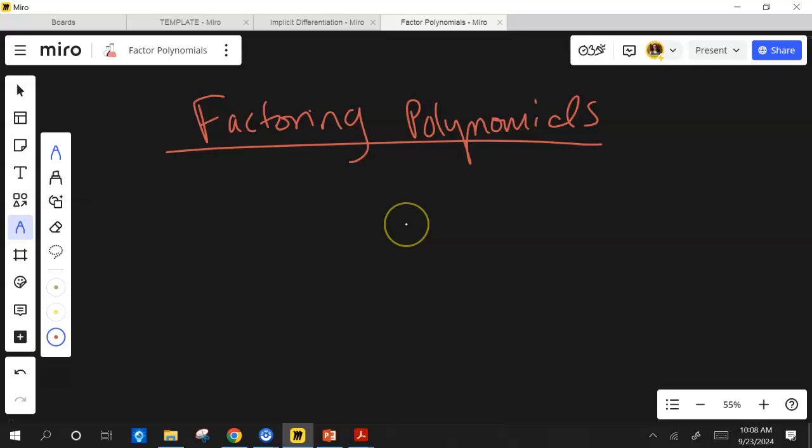Why does it keep doing that? All right, try it now. I changed that last line.